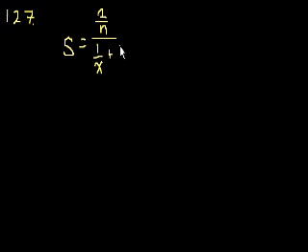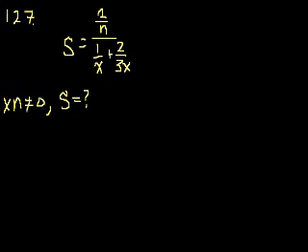127. 27. Okay, so they've written this thing. They write s is equal to 2 over n, all of that over 1 over x plus 2 over 3x. And they say in the expression above, if xn does not equal 0, so essentially saying that neither x nor n is 0, what is the value of s? S is equal to what?